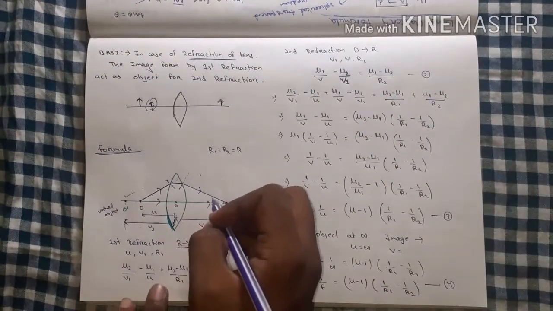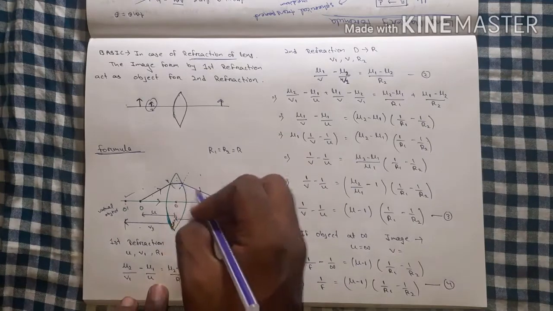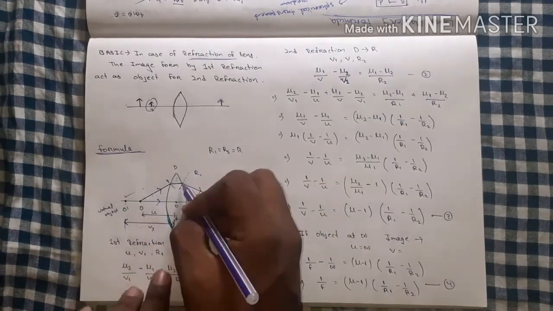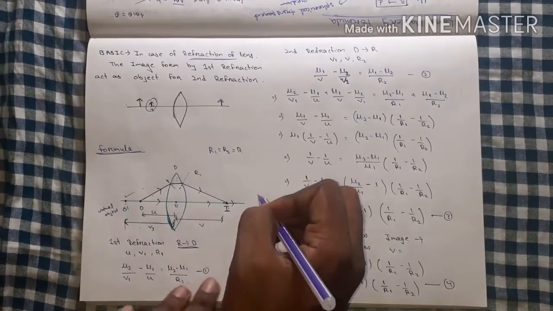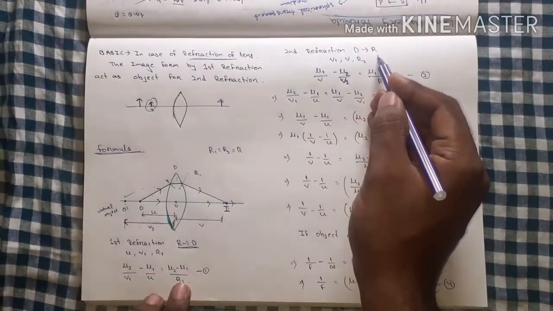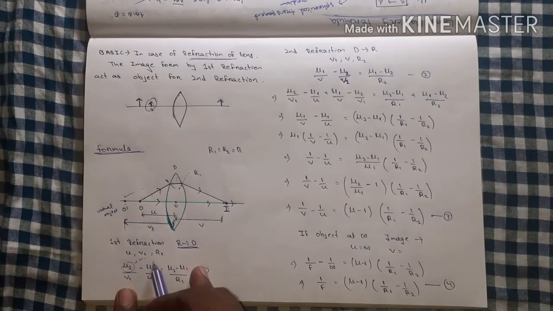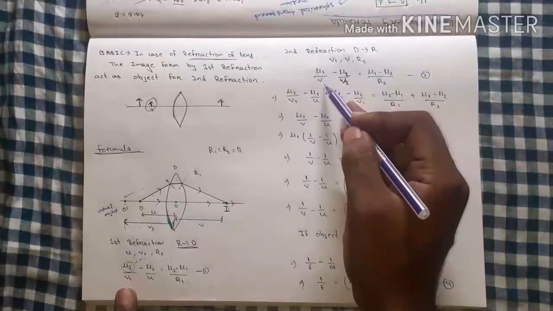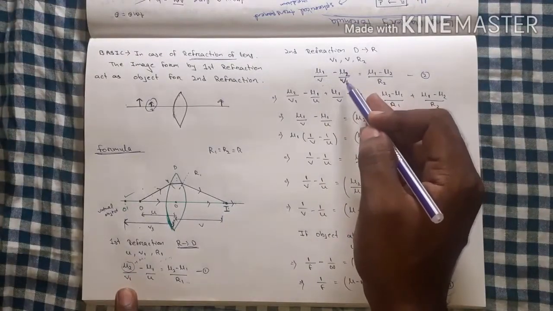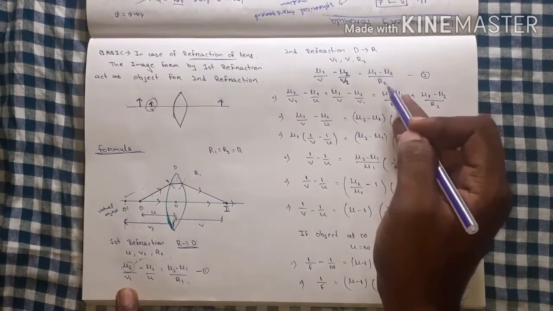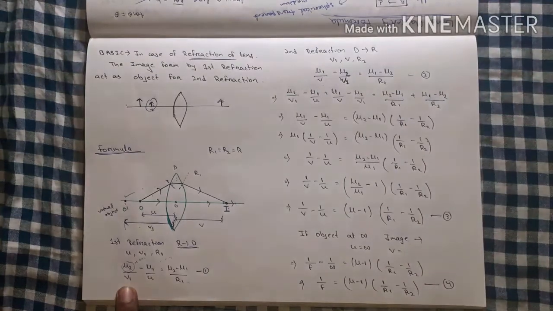But what is the second refraction? This is denser to rarer. One is rarer to denser and the other is denser to rarer. For denser to rarer, we can put mu1 in place of mu2, and mu2 in place of mu1. So mu1 by v minus mu2 by v1 equal to (mu1 minus mu2) by r2, okay.